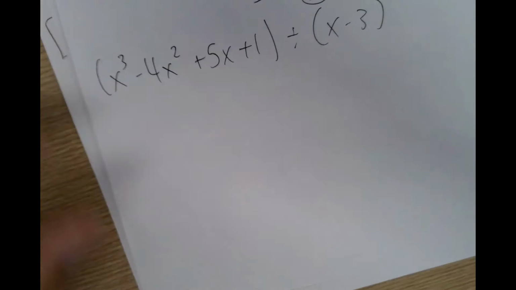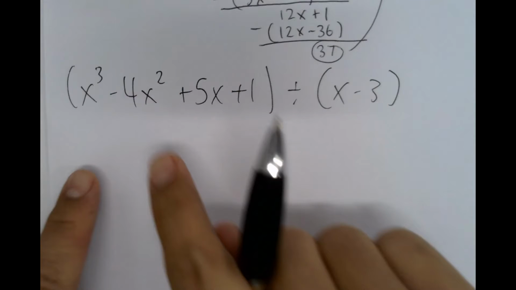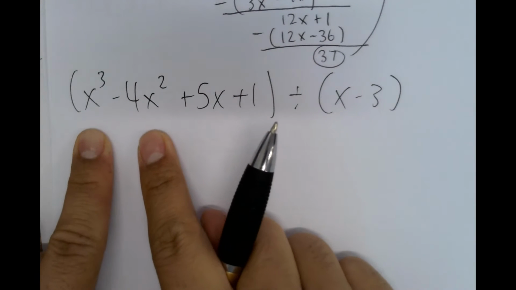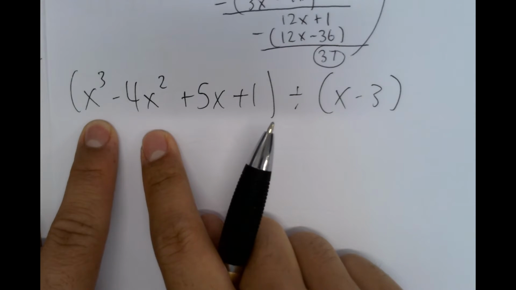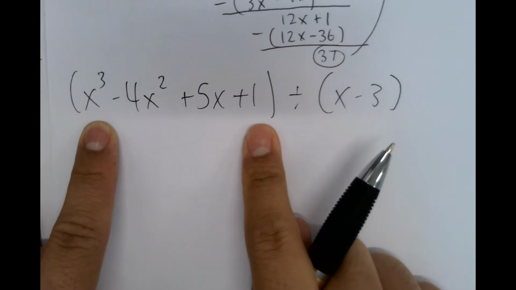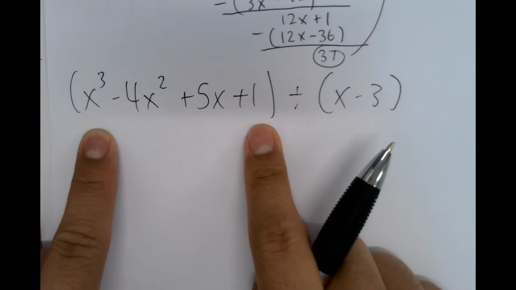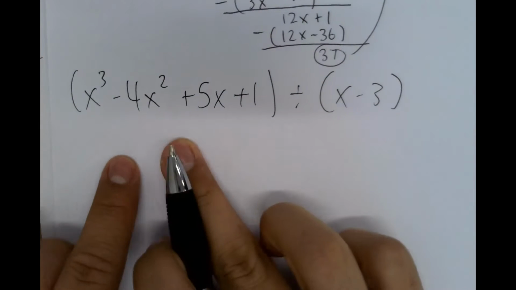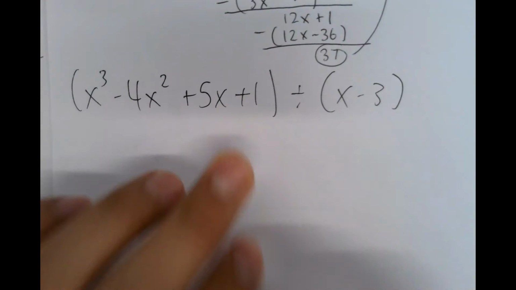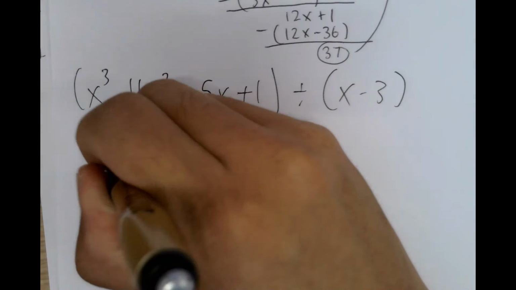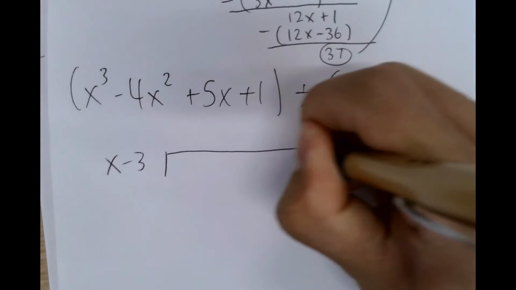The first two things you want to check: are these in order? Well, you have x to the third, x squared, x, and 1. So if these are in order, then you're good. Is it missing anything? If you have x to the third, x squared, x, and 1, we're not missing anything. So we can start with our problem. We can create a long division.